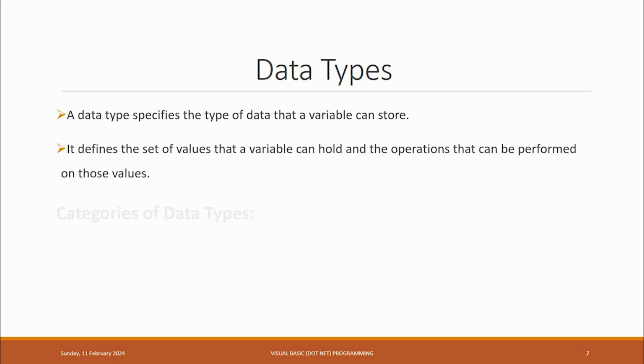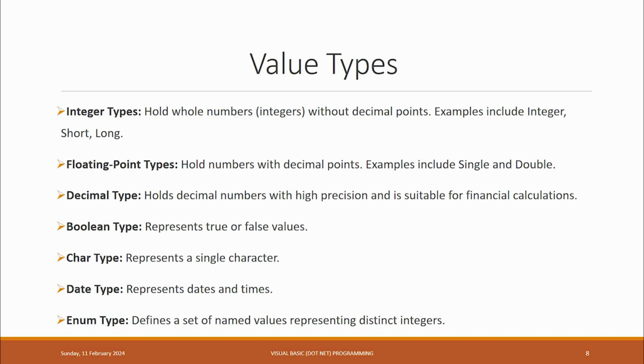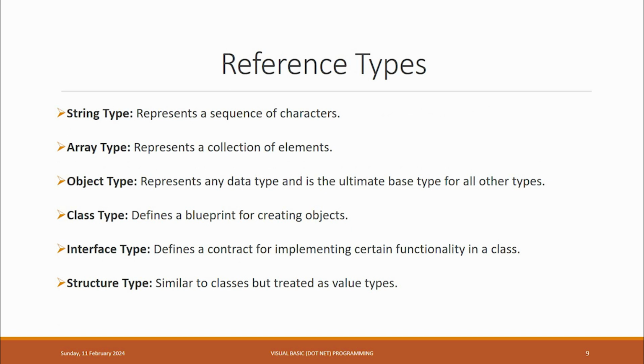So, just as explained, in the categories of data types we have the value types and the reference types. What are the value types? We have, for example, the integer types, whole numbers without decimal points. Examples include integer, short, long, and so on. We have the floating point. These are all numbers; these are all value data types. And you have the reference ones too. We have the string, array, object, class, interface type, structure type, and others.